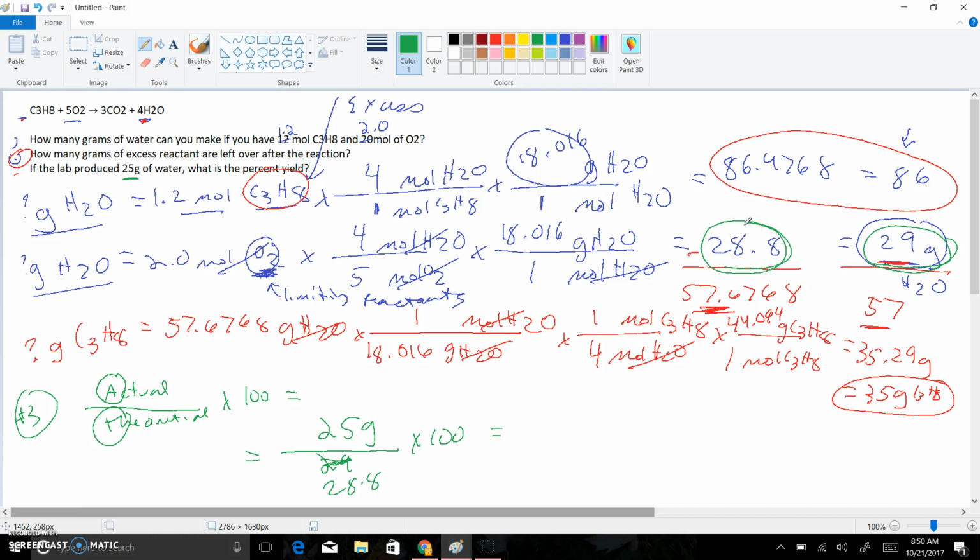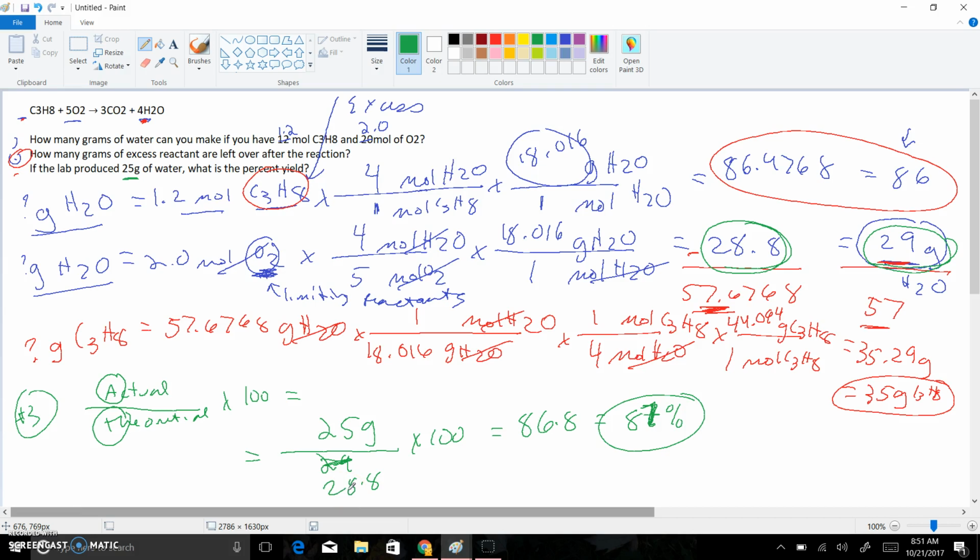Try to take the non-sig-fig number. 25 divided by 28.8, it got me a 29. No, wait. It got me 86.8, which is equal to 87%. Looking at sig figs, since I have 2 sig figs, and this one really does have 2 sig figs. So 87%, that means I recovered 87% of the water I was supposed to recover.